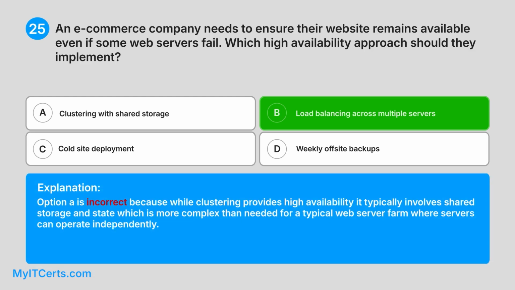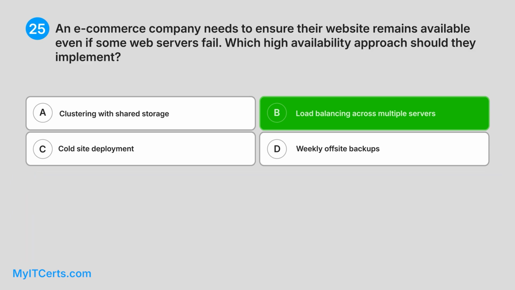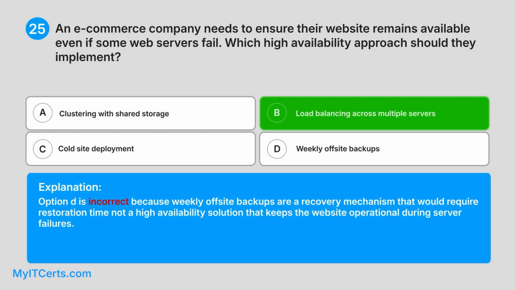Option A is incorrect because while clustering provides high availability, it typically involves shared storage and state, which is more complex than needed for a typical web server farm where servers can operate independently. Option C is incorrect because a cold site is a backup facility that takes significant time to set up and doesn't provide continuous availability during server failures. Option D is incorrect because weekly off-site backups are a recovery mechanism that would require restoration time, not a high availability solution that keeps the website operational during server failures.